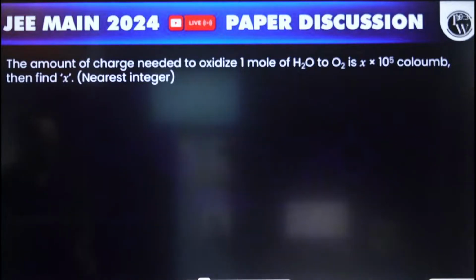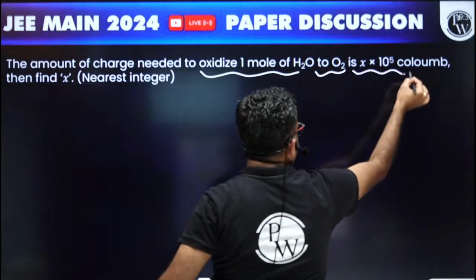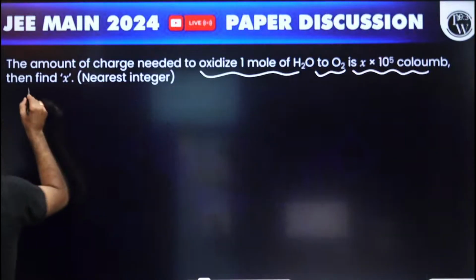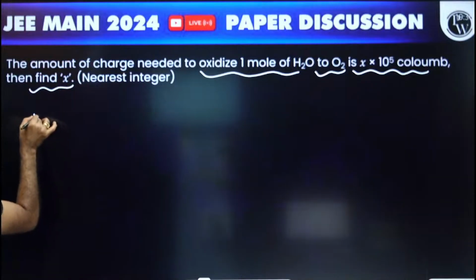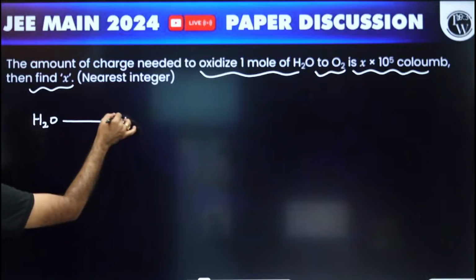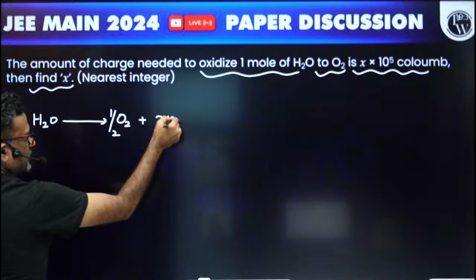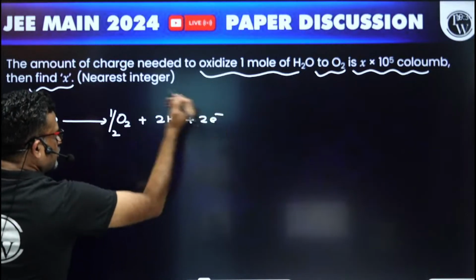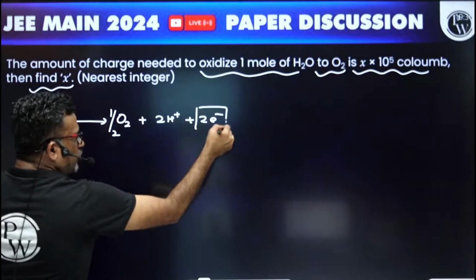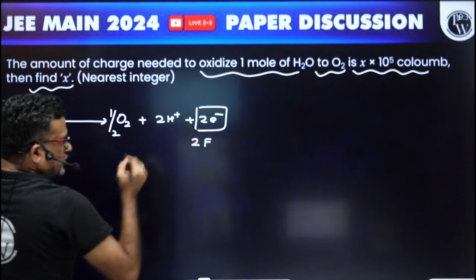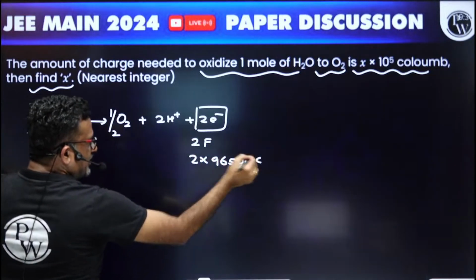The amount of charge needed to oxidize 1 mole of water to oxygen is x into 10 raised to 5 coulombs. Then find x value. Subjecting 1 mole of water to oxidation would give you oxygen plus 2H plus. Losing how many electrons? 2 electrons. So oxidation of water would give me 2 moles of electrons. 2 moles of electrons is 2 Faraday, and 2 Faraday is 2 into 96,500 coulombs.